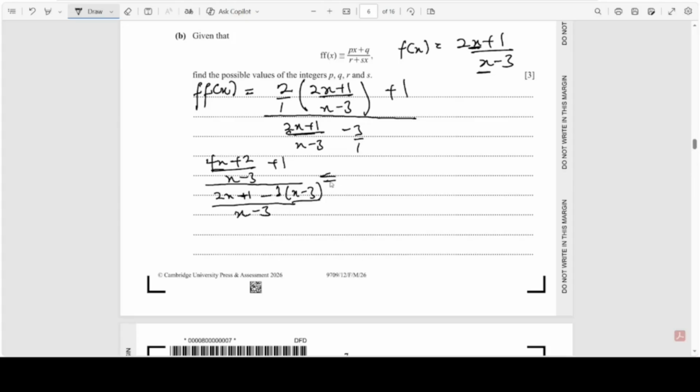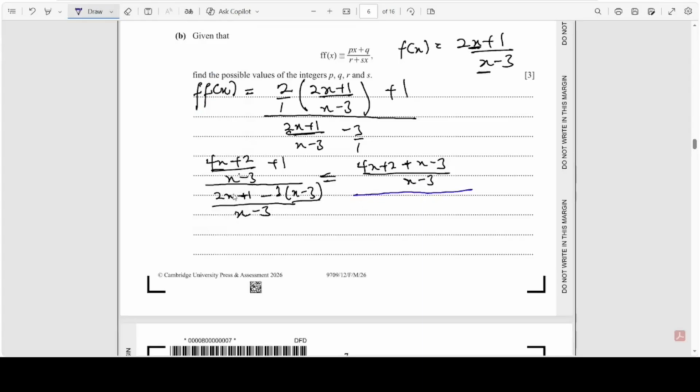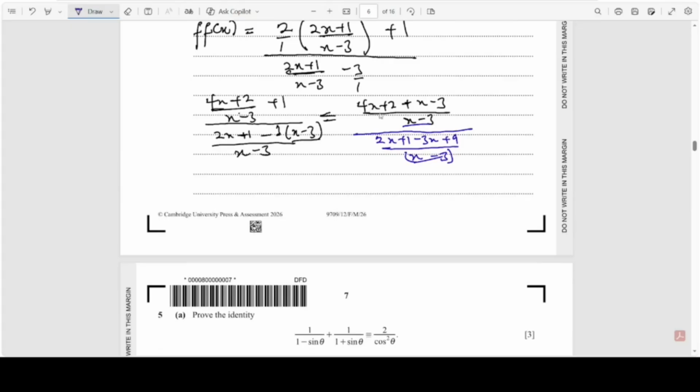So let's simplify the numerator. Again, for the numerator too, our LCM is x minus 3. We're going to have 4x plus 2 plus 1 times x minus 3, and that's still over x minus 3 because I'm multiplying by 1, all divided by x minus 3. For the denominator, I'm expanding the bracket here. So we have 2x plus 1 minus 3x plus 9, divided by x minus 3. Then the x minus 3 here will cancel the x minus 3 here. So all we have is the numerator and then the denominator.